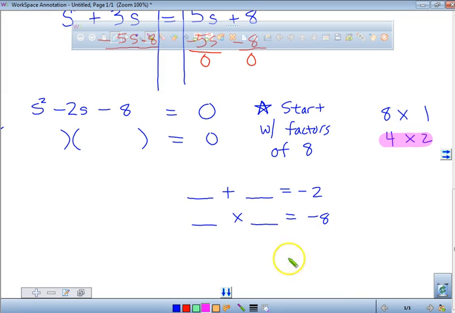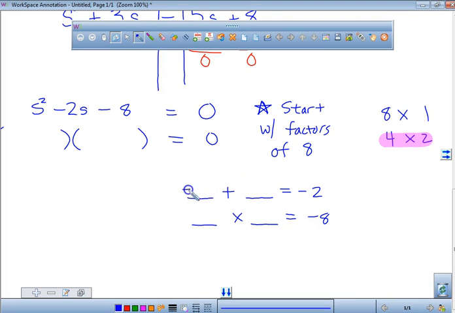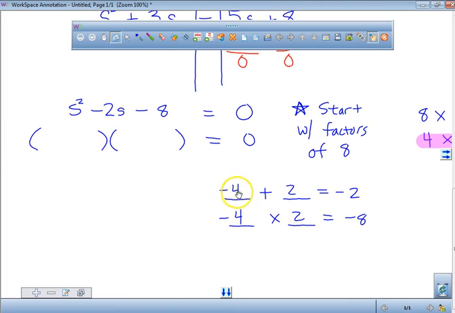So Jacob, why don't you tell me those numbers? I got negative 4 and positive 2. Negative 4 and positive 2. Does everybody agree with those numbers? We agree. Well, they're right. So right here we go. You're going to bring those numbers right over here because negative 4 plus 2 is a negative 2, and negative 4 times 2 is a negative 8. We are going to write s minus 4.